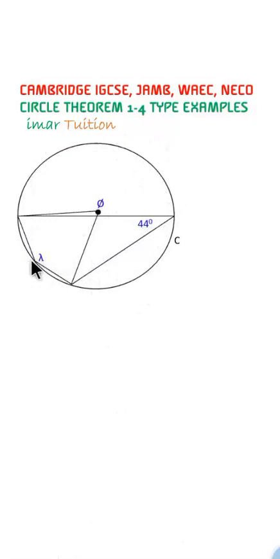These two angles are facing each other. They are opposite angles of a cyclic quadrilateral. It means that when you add them together, it gives you 180 degrees. Opposite angles of a cyclic quadrilateral, or an inscribed quadrilateral, are supplementary, meaning this plus this is equal to 2 right angles, 2 times 90, that gives you 180. So then lambda plus 44 degrees is equal to 180 degrees.